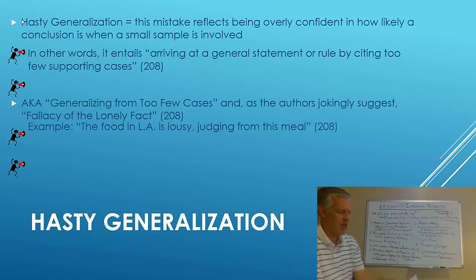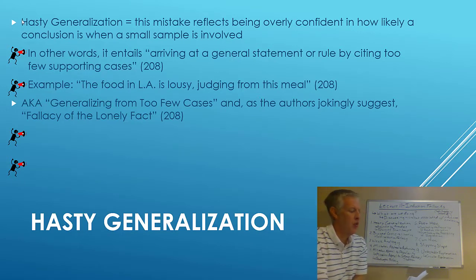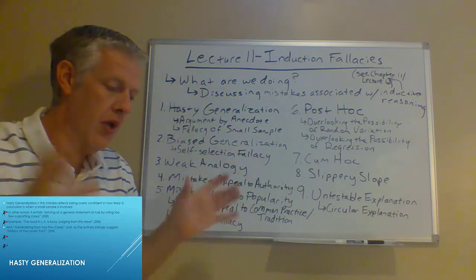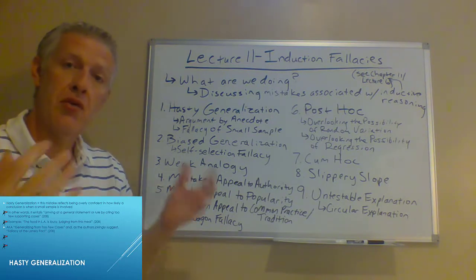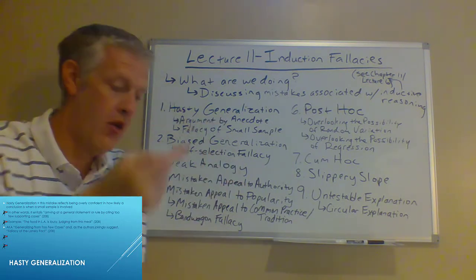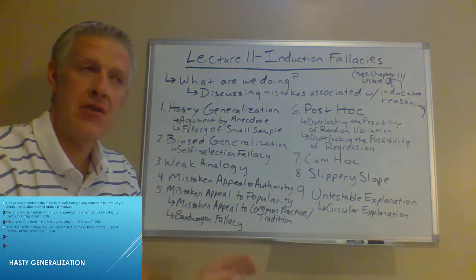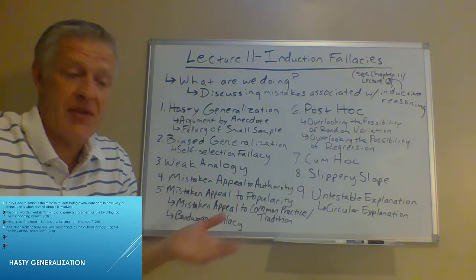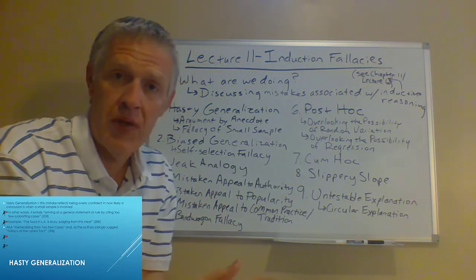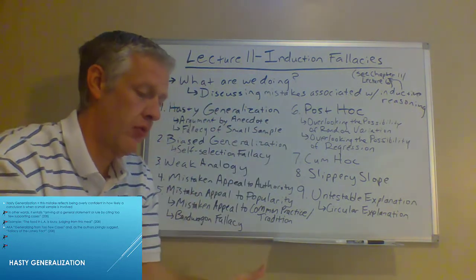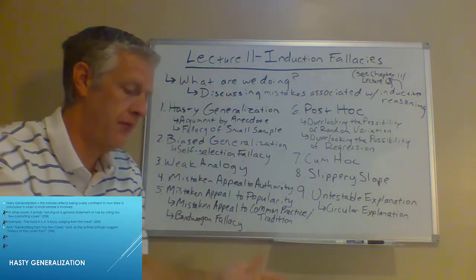And again, some examples would probably be helpful here. So their example I liked on page 208, quote, the food in LA is lousy, judging from this meal. Again, we have too few instances upon which to make such a general, broad conclusion. In that example, they're making a conclusion about all the food in LA based on one meal, one person's opinion on one meal. That's what we mean to indicate by a hasty generalization. You're coming to that conclusion way too quickly. Much more investigation would be needed to arrive at least at that strong of a conclusion, or that general conclusion about all of LA's food.